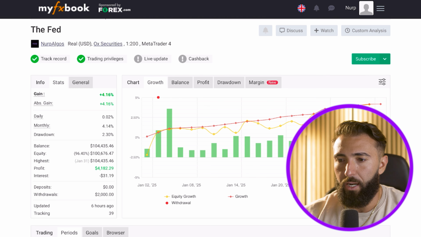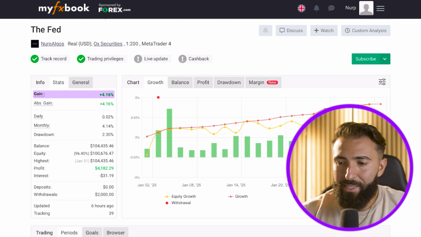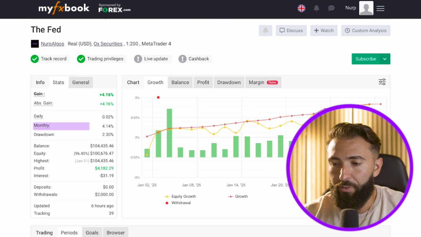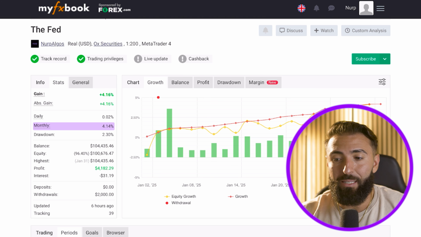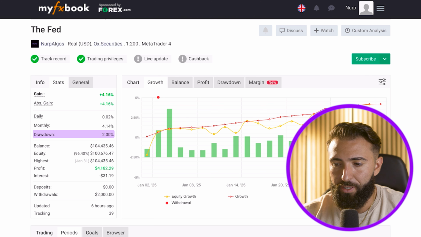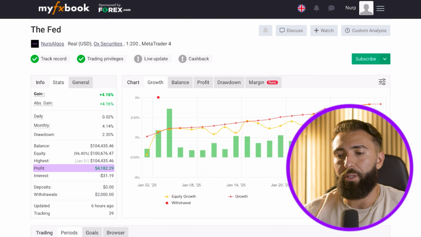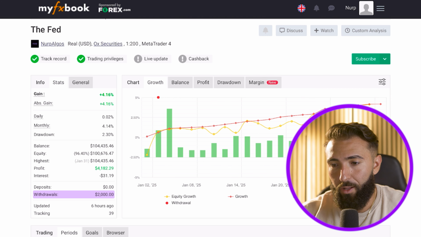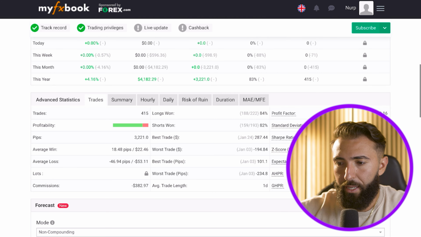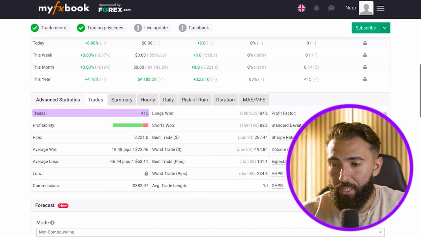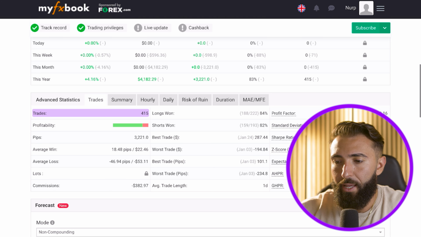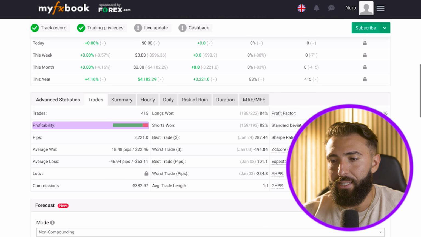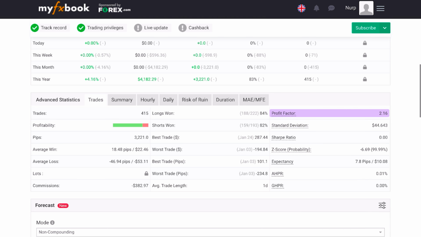Next in line is the Fed. This was one of the most popular algorithms Nurp offered. The Fed in the month of January did a 4.16% gain. Its monthly profit was 4.14%, and its max drawdown was 2.3%. Its total profit on the account is $4,182, and there was a withdrawal of $2,000 this month. If we scroll down, it's taken 415 trades for the month of January, and its profitability is 84%, so it lost 16% of the trades that it took. It had a profit factor of 2.16.